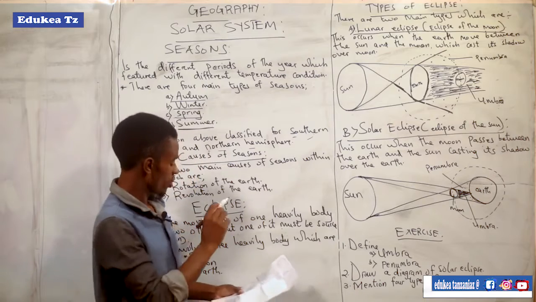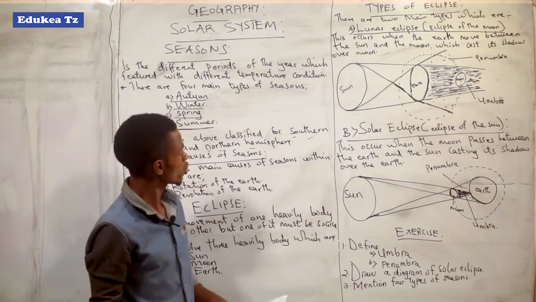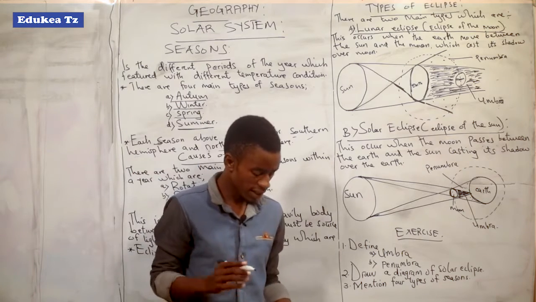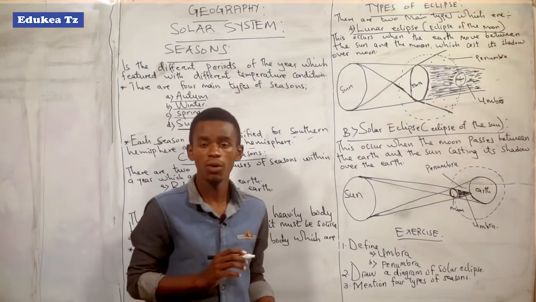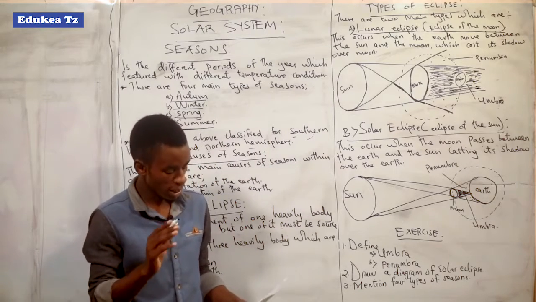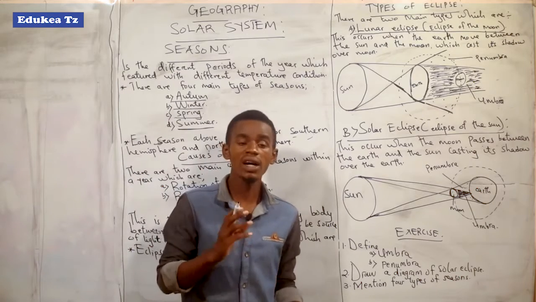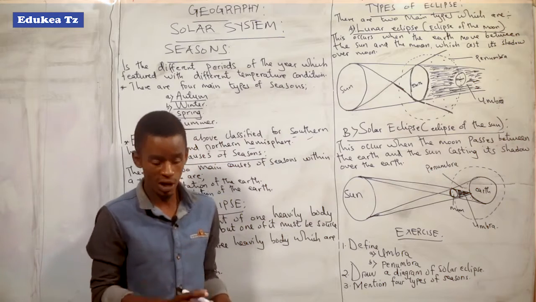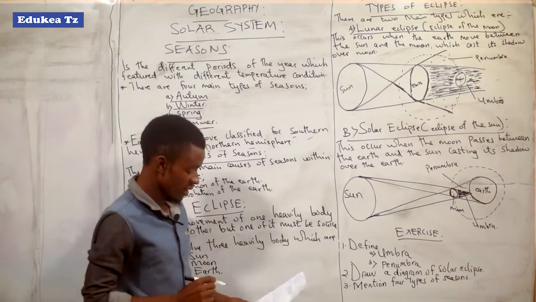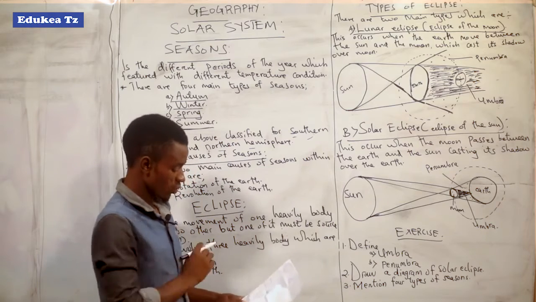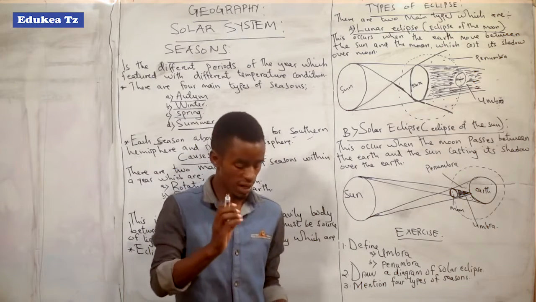Let's come to another, which is autumn. When we talk about autumn in the southern hemisphere, it takes place in February, March and April. But when we come to the northern hemisphere, autumn is August, September and October. So that is all about summer. Also there is autumn, not summer, autumn taking place in February, March and April.